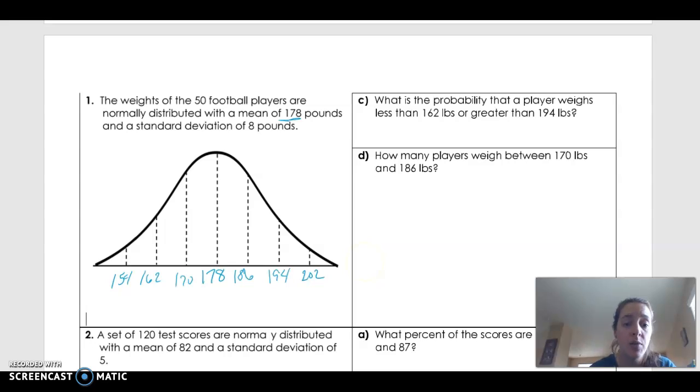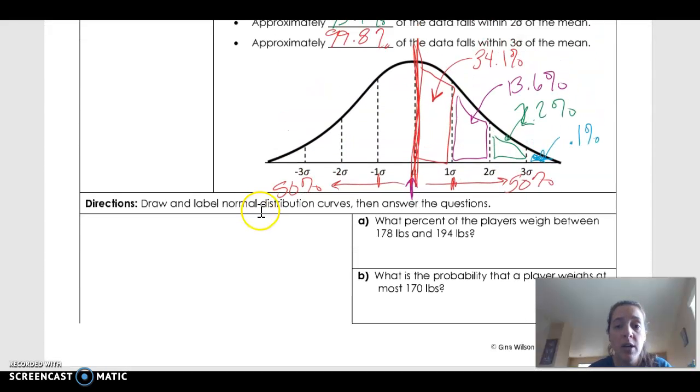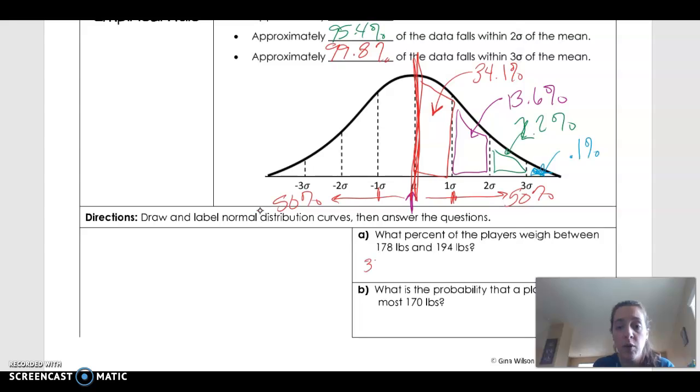So let's look at that. I'm told between 178 and 194. So that tells me I need these 2 chunks, the first standard deviation chunk and the second standard deviation chunk. So then I can go back up here and look. Well, my first one was 34.1%, and I have 13.6%. So when I add those 2 together, I end up with 47.7%. So just using these values above, I don't have to do a whole lot of the math.